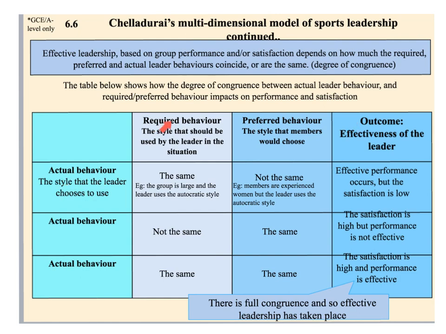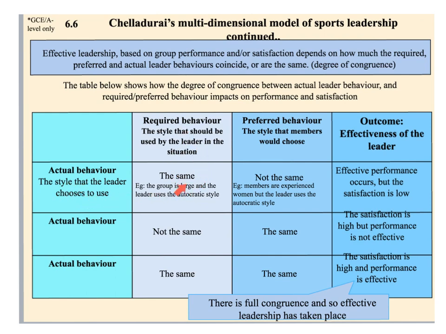So here we've got the actual behaviour, the style that the leader chooses to use, and then the bits across the top: required behaviour, the style that should be used by the leader in the situation, the preferred behaviour, the style that members would choose, and then the outcome, which is looking at the effectiveness of the leader. So the actual behaviour, so the style the leader should choose.